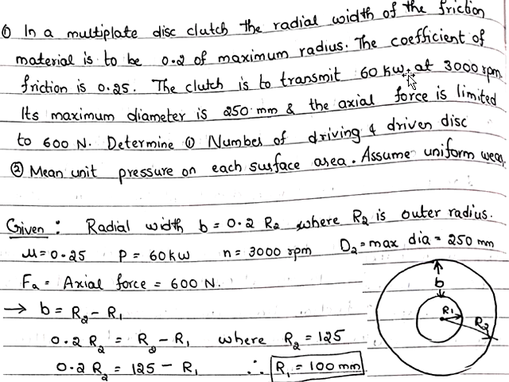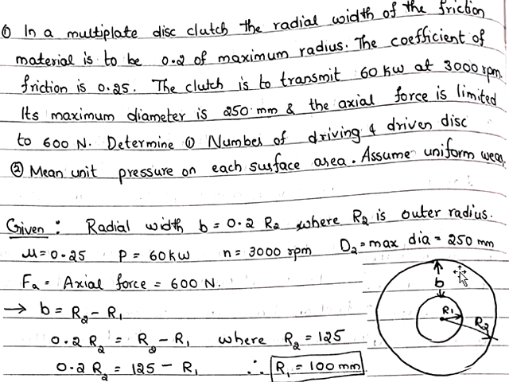Power transmitted P is 60 kW, N is 3000 rpm. Maximum diameter is 250 mm. So maximum diameter means D2, the outer diameter, is given as 250 mm. Using this outer diameter value you can find R2. R2 will be half of the diameter, 125 mm. And axial force FA is given as 600 Newton.